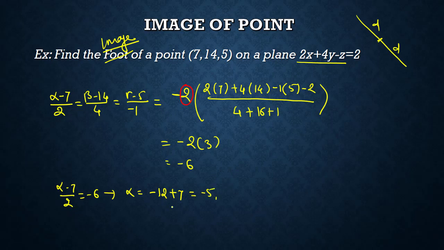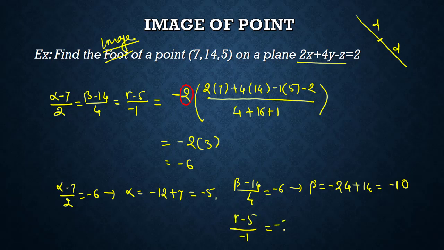Okay, next is beta minus 14 by 4 equals minus 6, which gives beta equal to minus 24 plus 14, which is equal to what? It is minus 10. And for gamma minus 5 upon minus 1 is equal to minus 6 implies gamma is equal to 6 plus 5, which is 11.